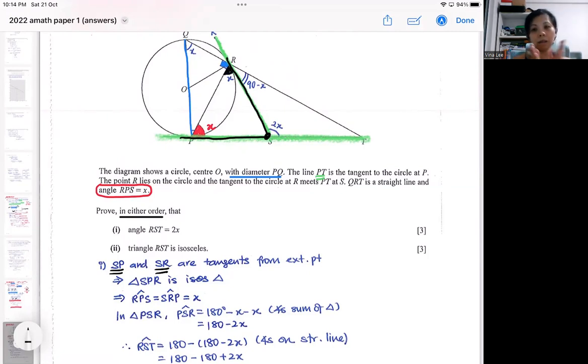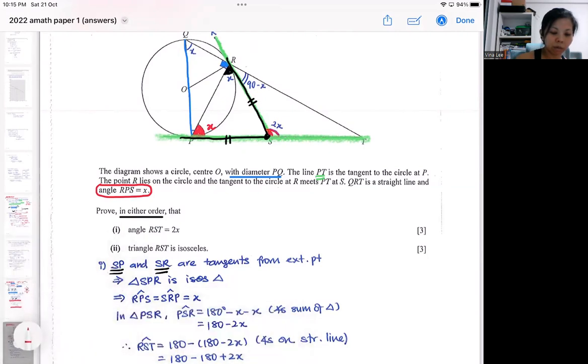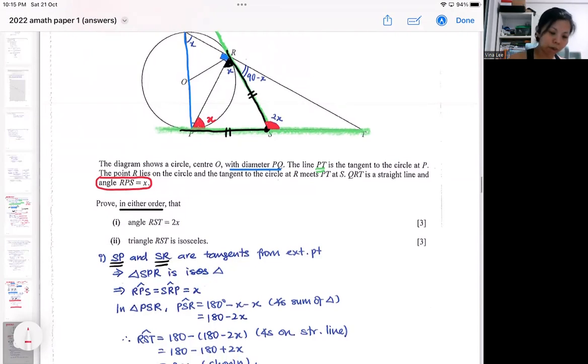So if you realize that this is a tangent from an external point, the isosceles triangle will make life easy. Those who can see the exterior angle will be able to tell that this is straight away 2x, exterior angle of a triangle. If you are very comfortable with the use of exterior angle of a triangle, you can tell that RST is already 2x after the isosceles triangle. However, if you couldn't, you should at least be able to do the angle sum of a triangle.